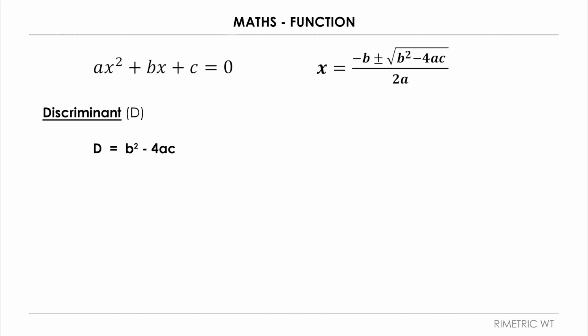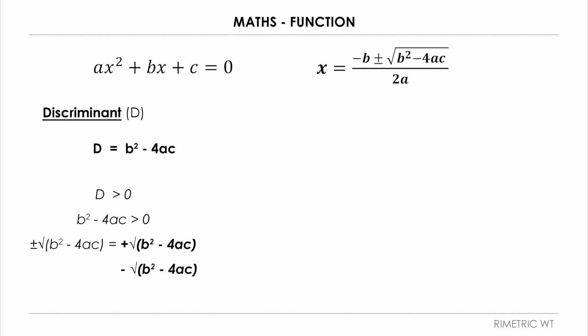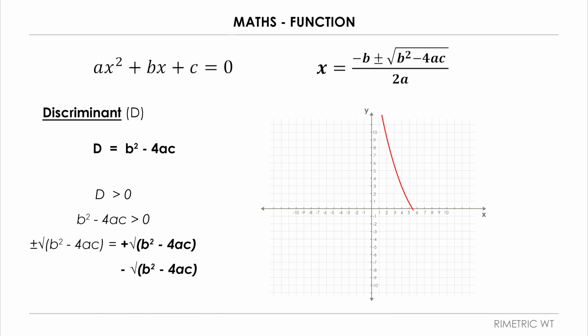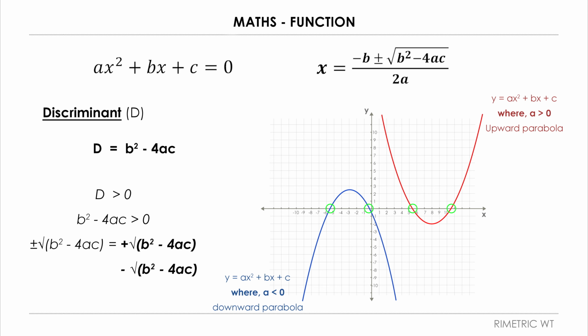When the discriminant is greater than 0, the equation has two real solutions. In the quadratic formula, a positive value of b squared minus 4ac produces two distinct values because of the plus and minus signs before the square root. This will result in two values by having plus square root of b squared minus 4ac and minus square root of b squared minus 4ac. Graphically, the parabola intersects the x-axis at 2 points, giving two x-intercepts and therefore two real solutions, whether the parabola opens upward or downward, as shown on the screen.